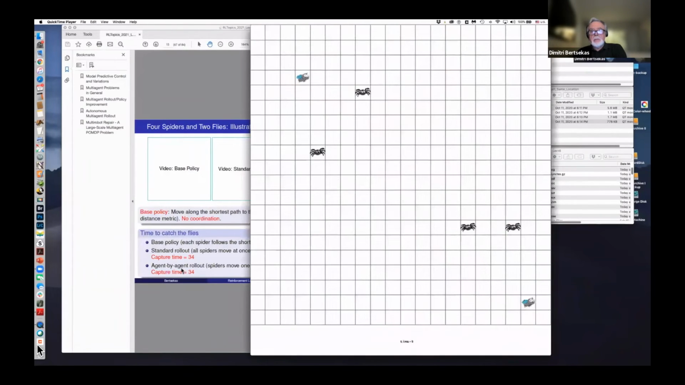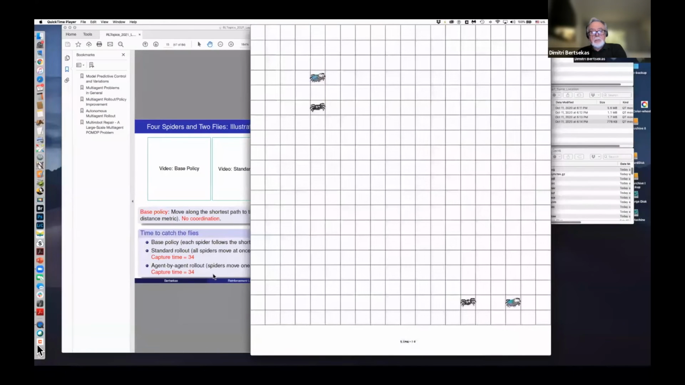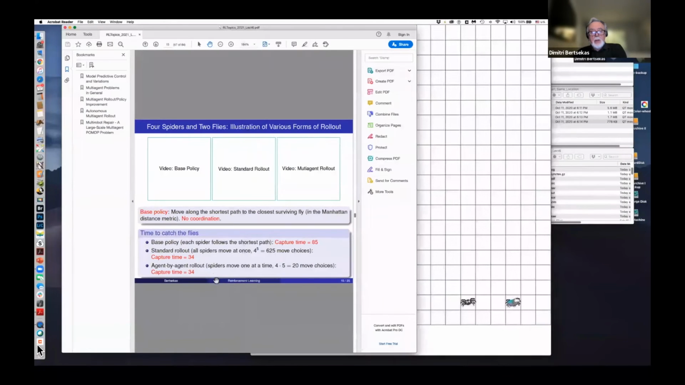Again, we have a split between the spiders towards the two different flies, and there's some attempt as they get close to a particular fly. And the capture time is the same as for standard rollout.